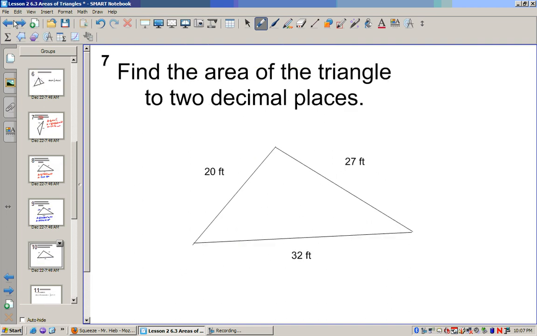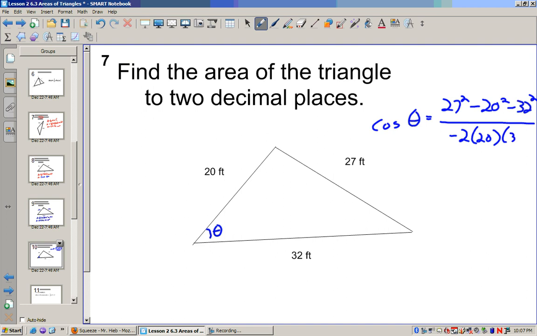Now let's try this one. This one's pretty tricky using the formulas that we already know. What we can do is use the law of cosines, like we learned in the previous lesson, to find an angle. Let's call it theta. And then from that, use our new formula. So we could say the cosine of theta is equal to 27 squared minus 20 squared minus 32 squared, all over negative 2 times 20 times 32.